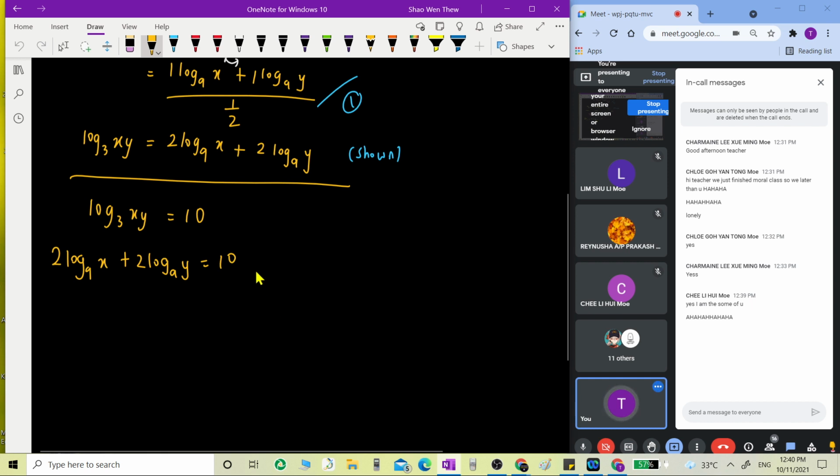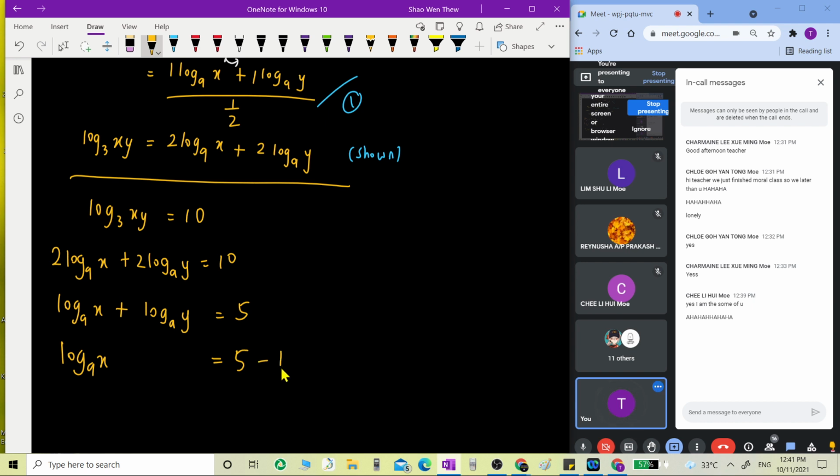And then all these terms divide by 2. Why do you divide by 2? Because we want to simplify the thing. If you see the 2 here, it looks difficult, right? All these numbers divide by 2, so you get log 9x plus log 9y equal to 5. After that, because here we have two terms, log 9x and log 9y, usually we will bring one term to the right hand side, if possible. Maybe I bring log 9y to the right hand side, becomes 5 minus this one. This one is your first equation.